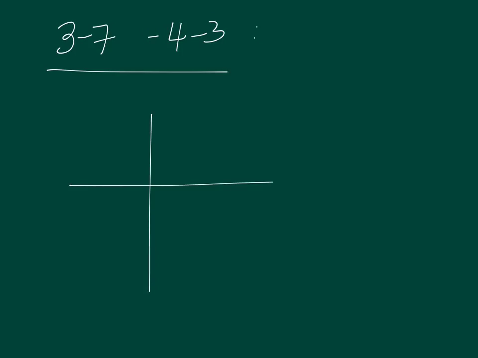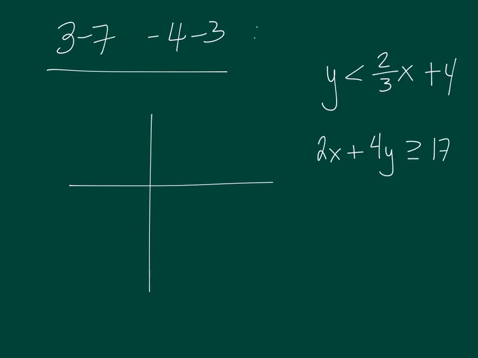So we have two functions. Let's say we have, for example, y less than 2/3 x plus 4, and let's say 2x plus 4y greater than or equal to 17. Okay, if I want to graph these two, the first one is a less than symbol.